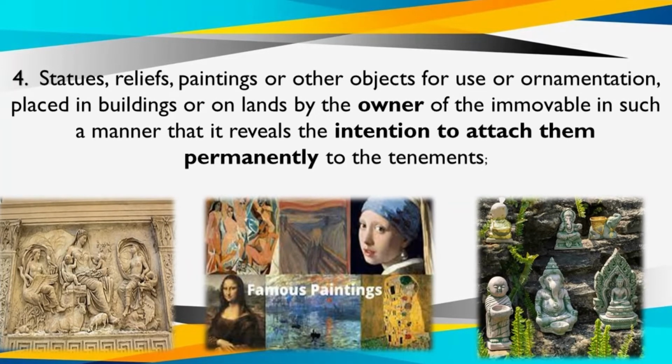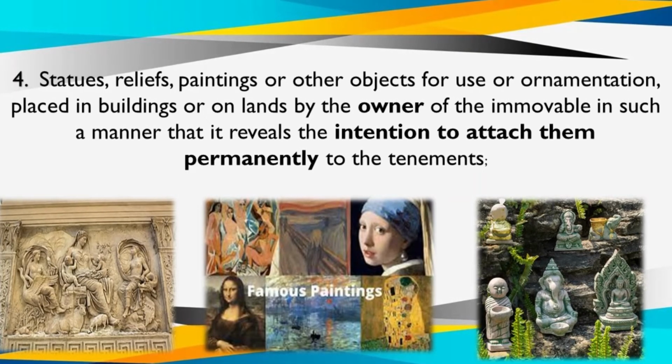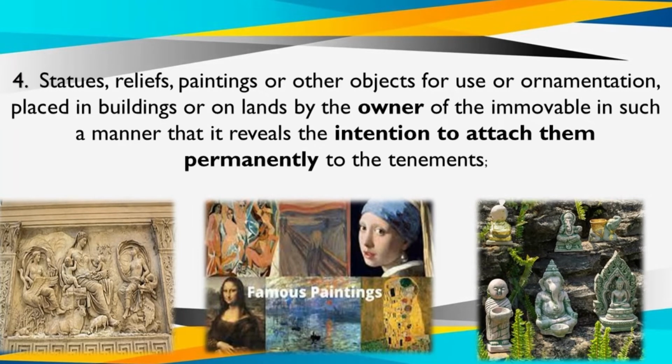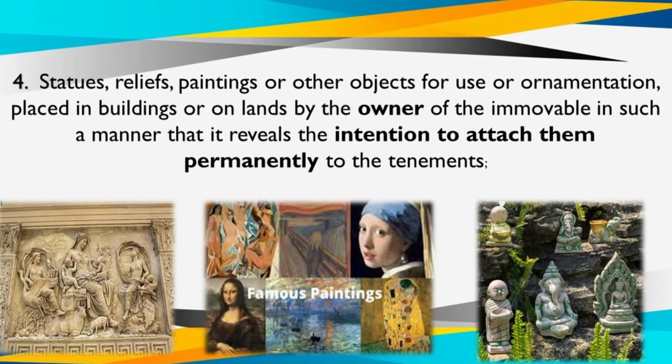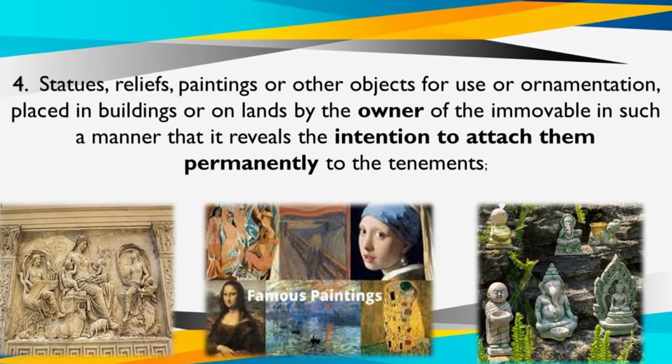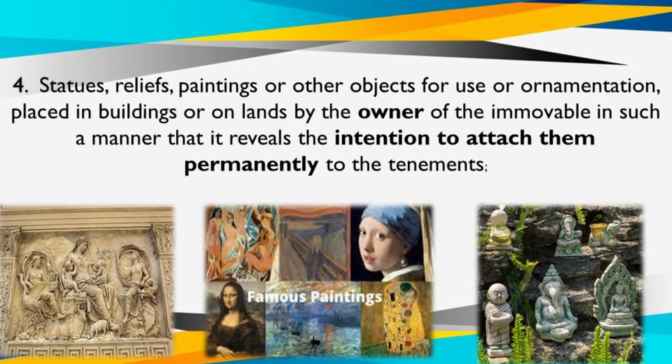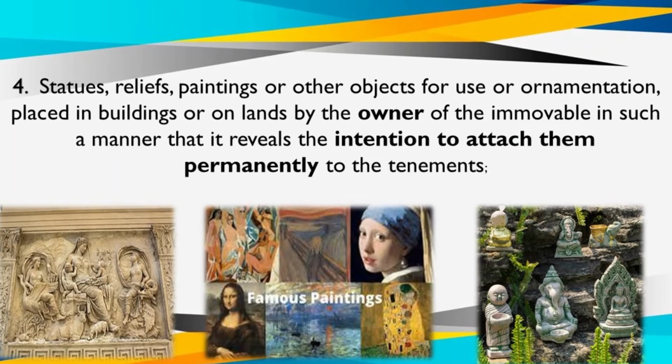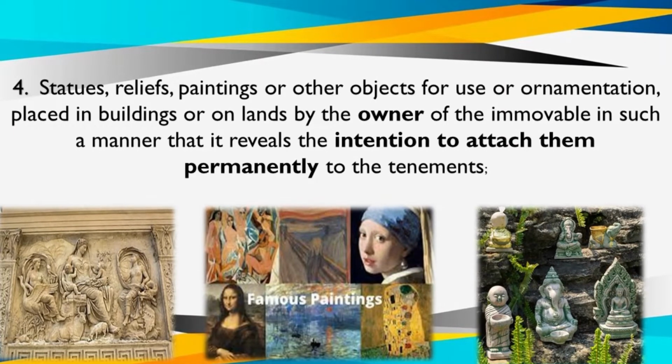4. Statues, reliefs, paintings, or other objects for use or ornamentation placed in buildings or on lands by the owner of the immovable in such a manner that it reveals the intention to attach them permanently to the tenements.